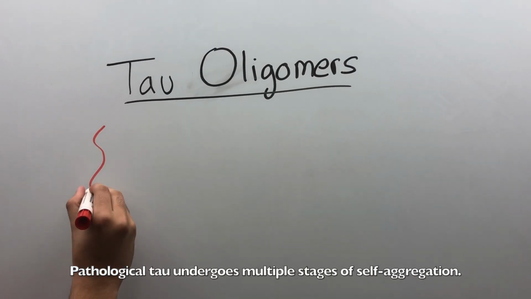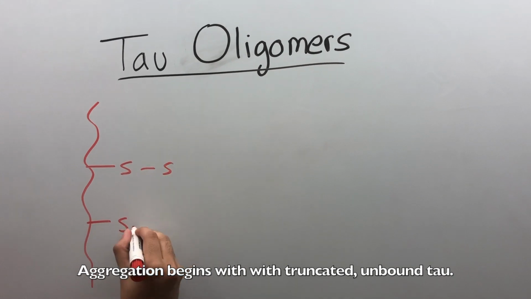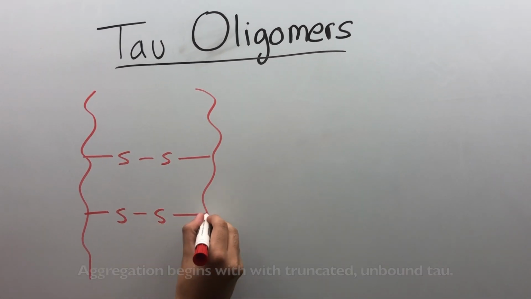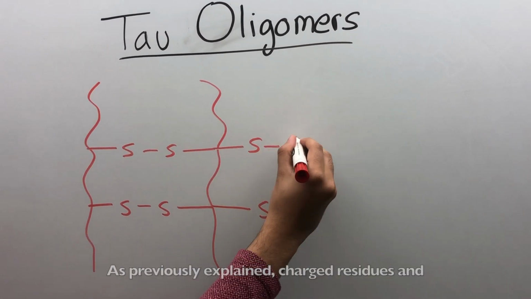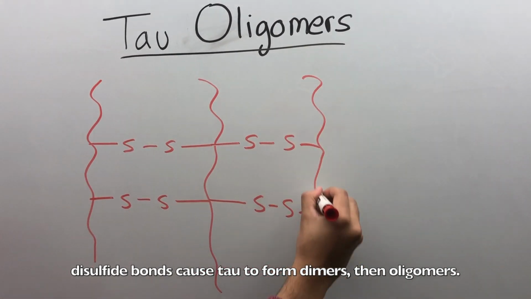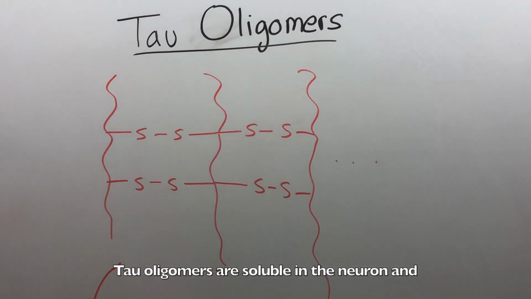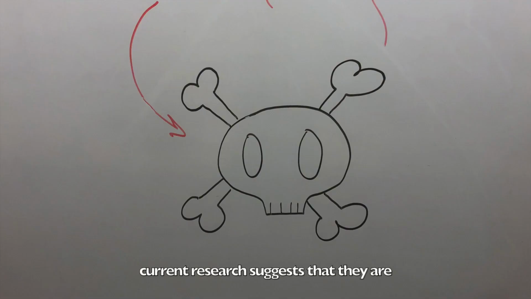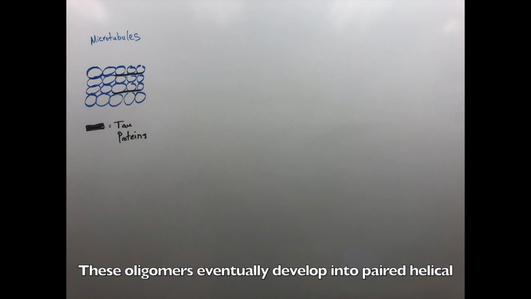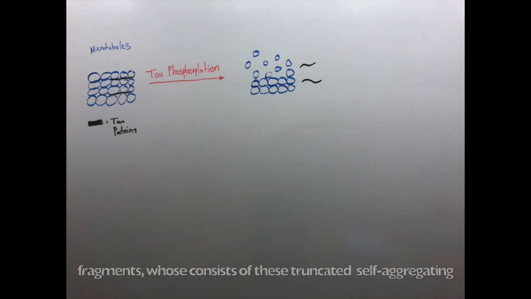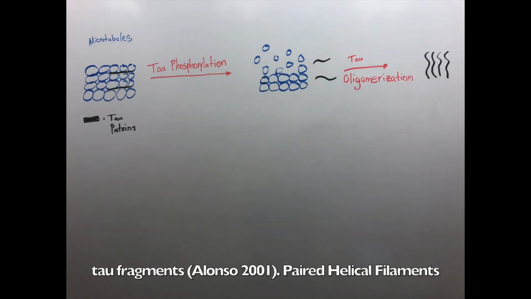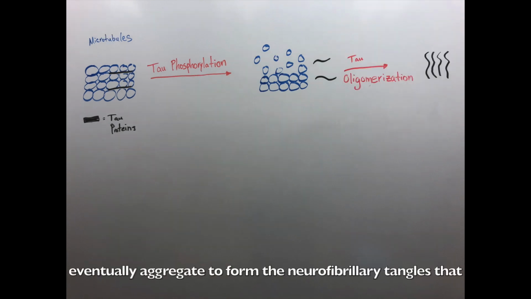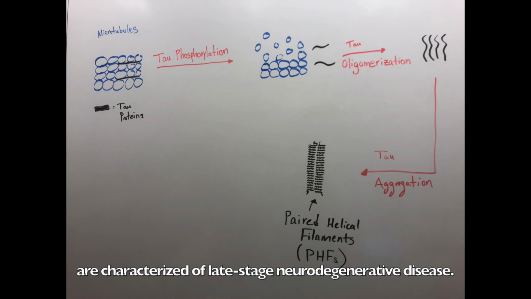Pathological tau undergoes multiple stages of self-aggregation. Aggregation begins with truncated, unbound tau. As previously explained, charged residues and disulfide bonds cause tau to form dimers and then oligomers. Tau oligomers are soluble in the neuron, and current research suggests that they're the most toxic form of the protein. These oligomers eventually develop into paired helical filaments, whose core consists of these truncated self-aggregating tau fragments. Paired helical filaments eventually aggregate to form neurofibrillary tangles that are characteristic of late-stage neurodegenerative disease.